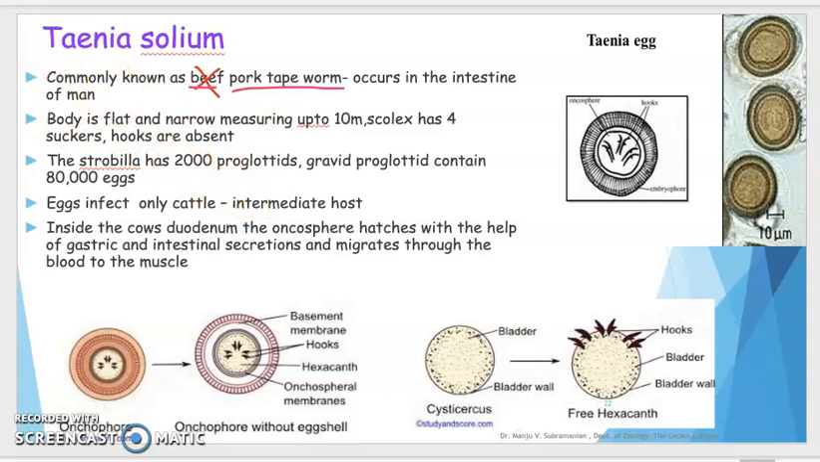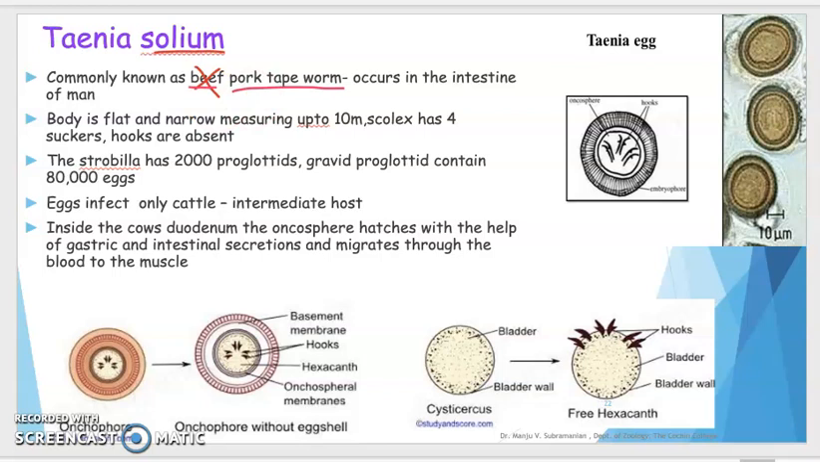Okay, so just before seeing the details of the egg, we will continue with the development or the life cycle of Taenia solium. Once again, I'm just repeating to make you clear: Taenia solium is a pork tapeworm, and Taenia saginata is a beef tapeworm. In your syllabus you have to study only the pork tapeworm, which is Taenia solium. So don't forget the species name, solium. Taenia solium is a pork tapeworm.